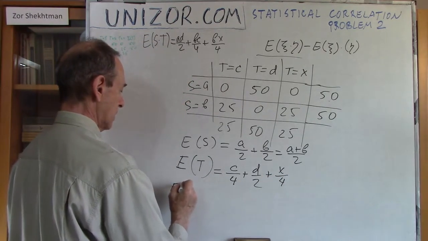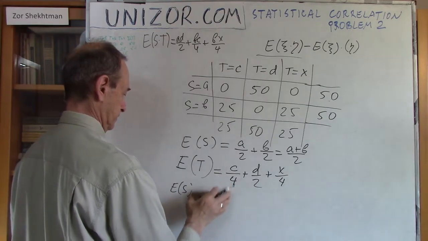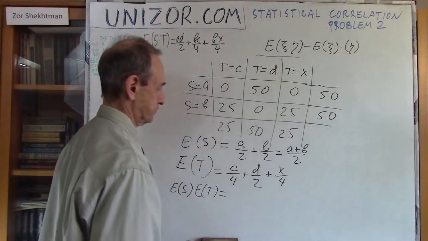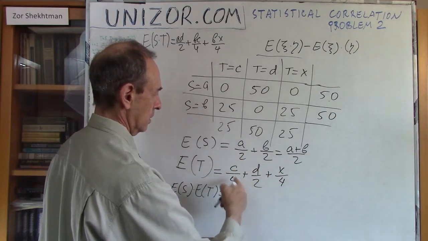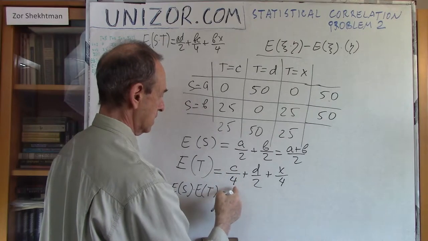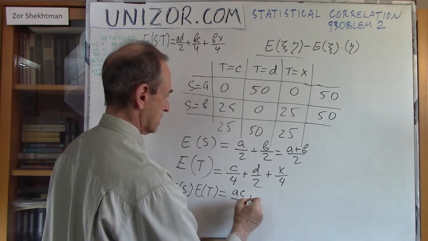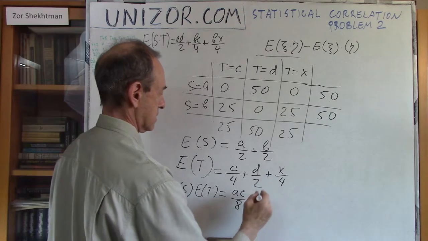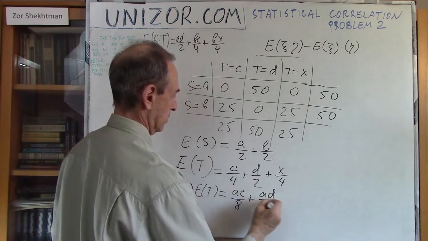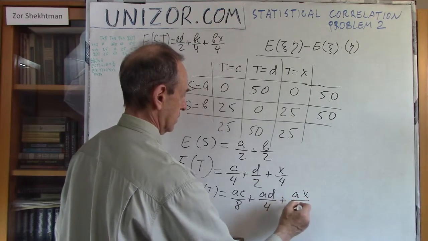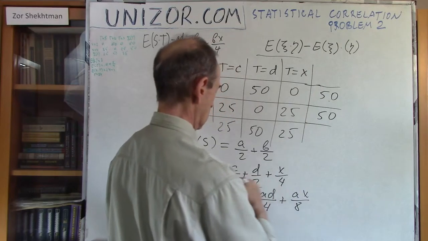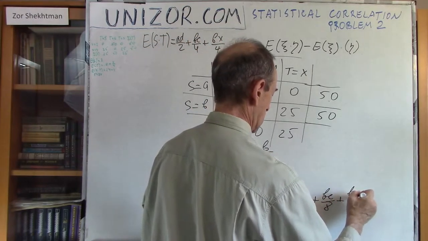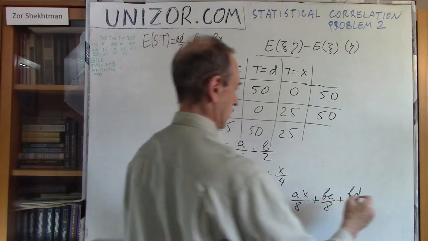And now, if I multiply them, let me see what I have. Well, it's AC divided by 8 plus AD divided by 4 plus AX divided by 8 plus BC divided by 8 plus BD divided by 4 and plus BX divided by 8.